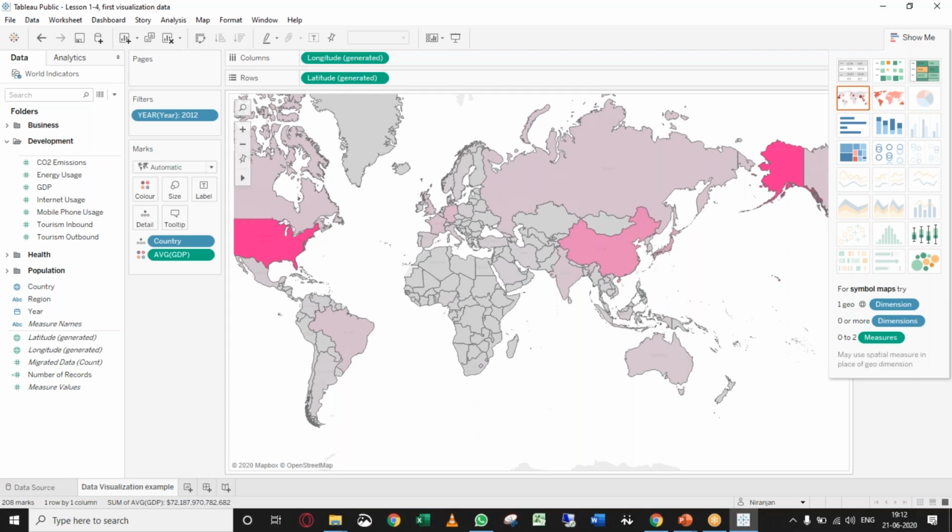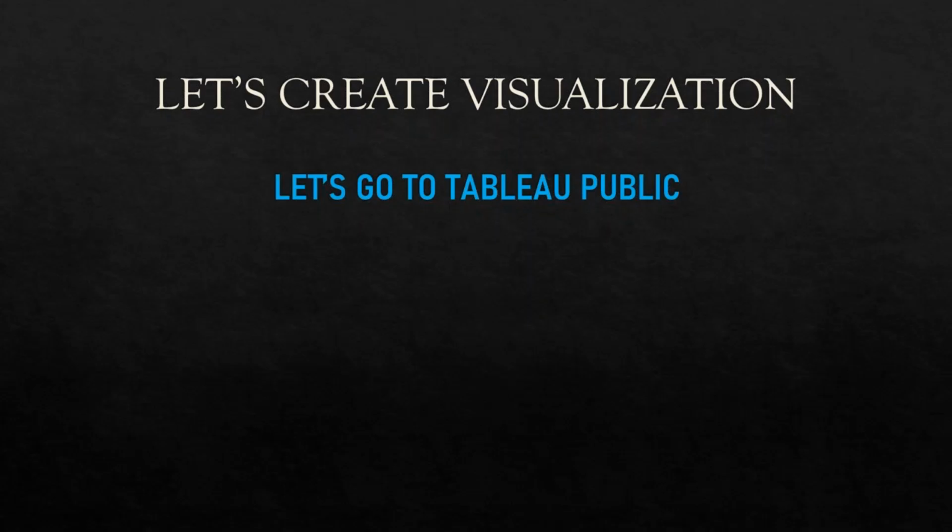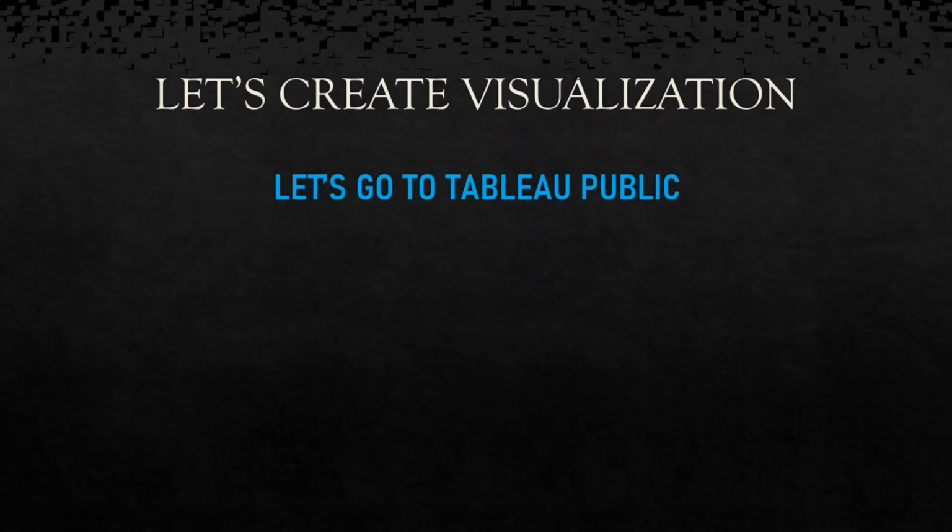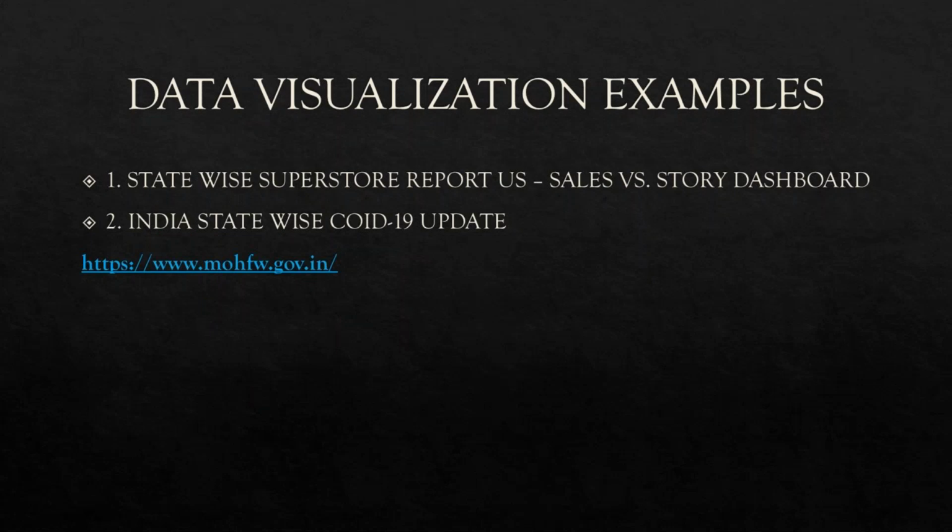Okay, but before we jump there, let me go ahead and create another file, right? We will be taking a few examples now. Right, so we'll be taking two examples. First we'll be going and seeing the state-wise superstore report for United States, and there we will be creating a dashboard for sales versus profit. So read it as a profit, not story, read it as a profit. Okay, so I'll be creating a dashboard where there will be sales versus profit.